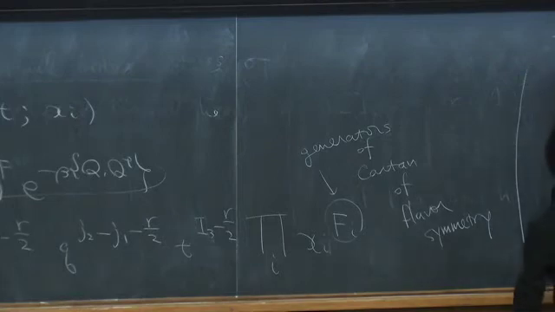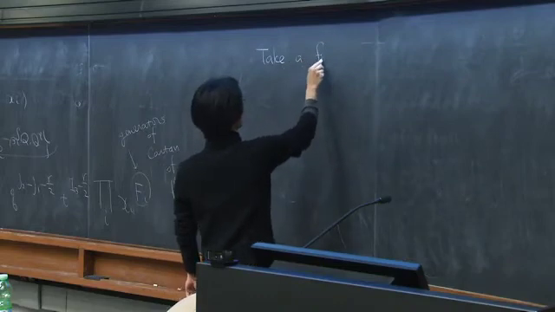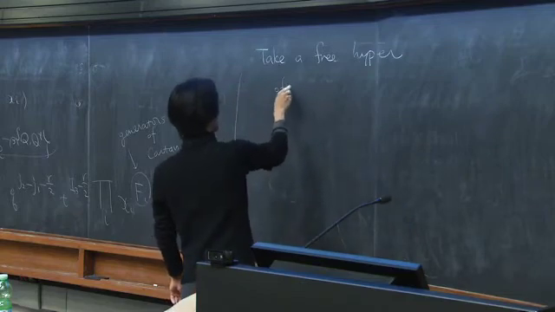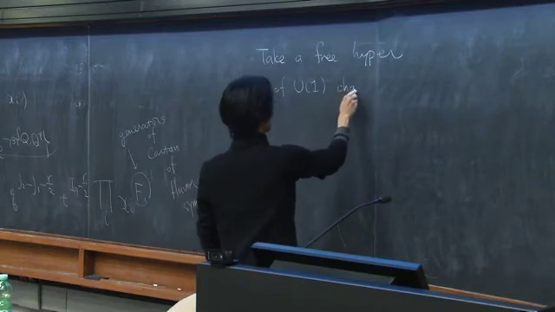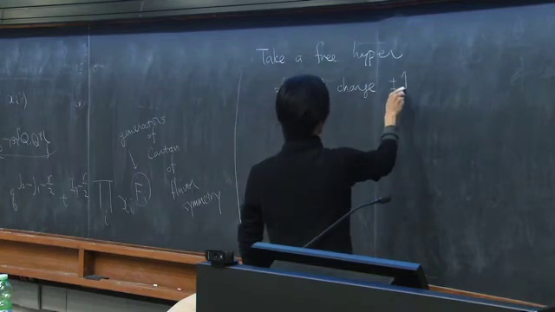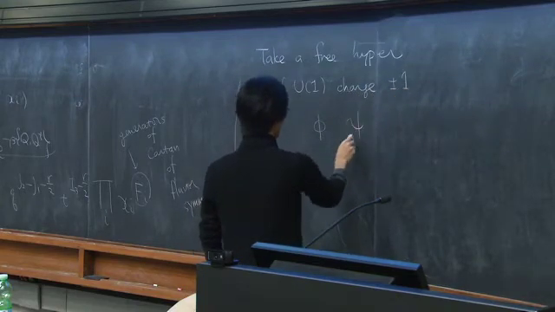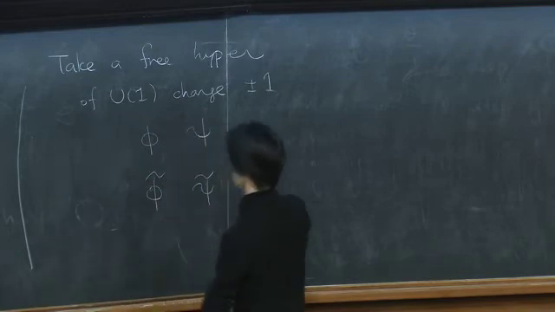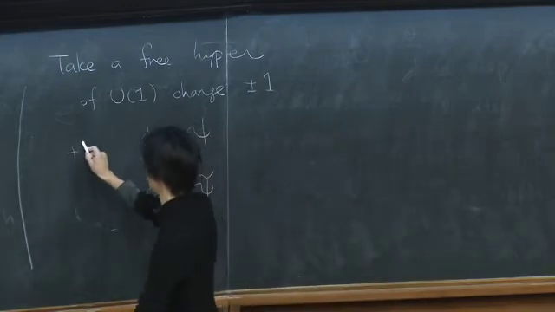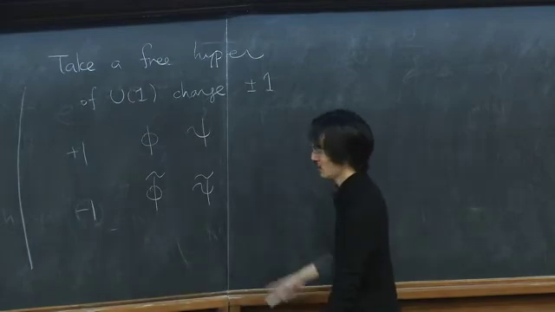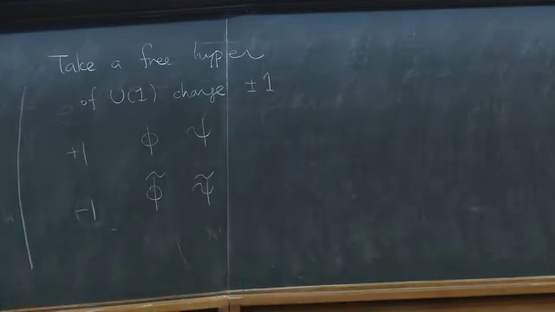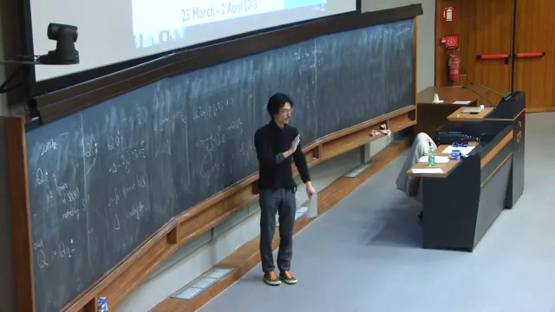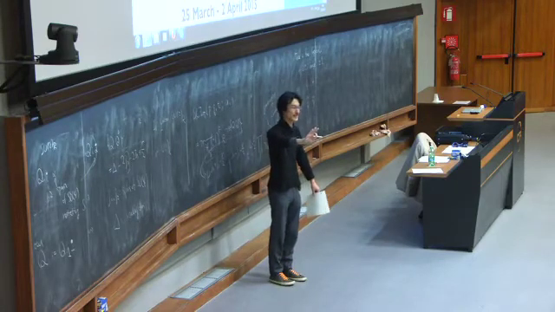So take a free hypermultiplet of U(1) charge plus minus 1. So there's a phi, psi and phi twiddle and psi twiddle. So this has charge plus 1 and this has charge minus 1, right? In this case, this is a free theory. Therefore, the Hilbert space on S3 can be computed very explicitly. It's just a Fock space.